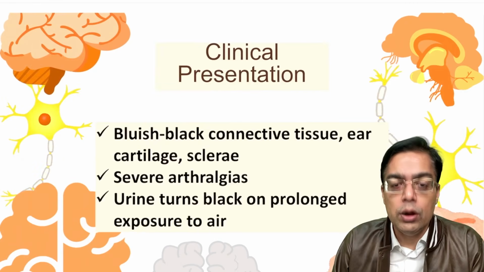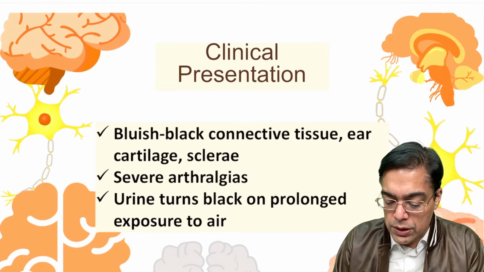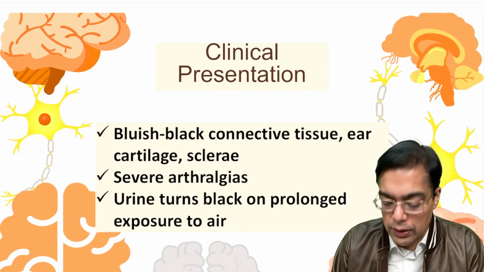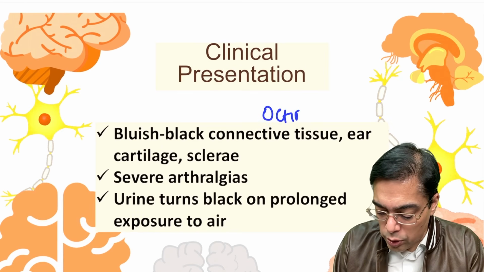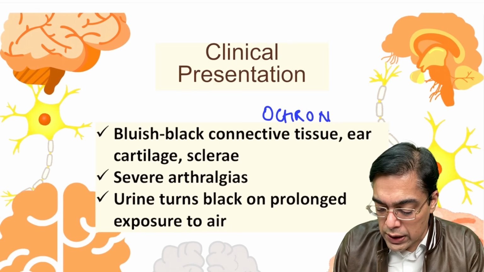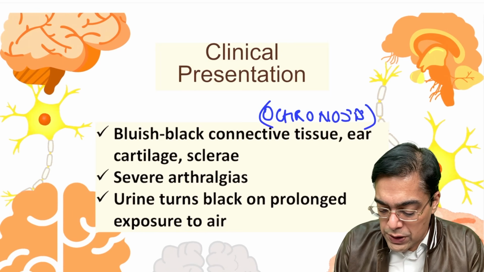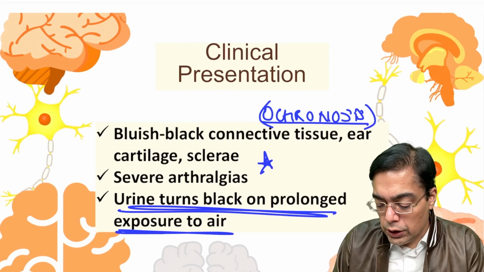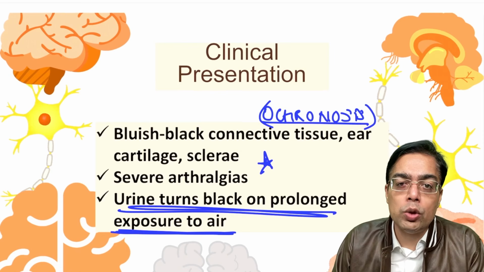Talking about the next one, which makes a mention of the fact that the patient is having the presence of a bluish black discoloration of the connective tissue, ear and cartilage and sclera. In fact, friends, this is what is given a separate name and a separate question asked in the exam, ochronosis. Patients are going to be having the development of severe arthralgia, and the classical feature, the urine of the patient turns black on exposure to air because of oxidation.